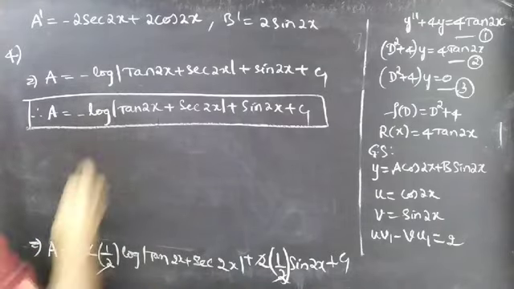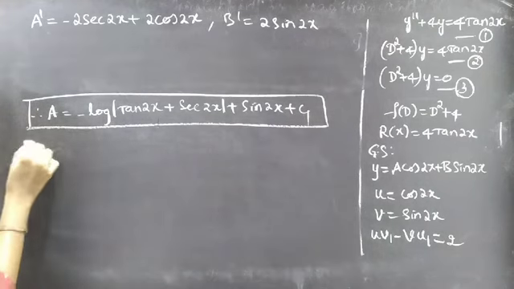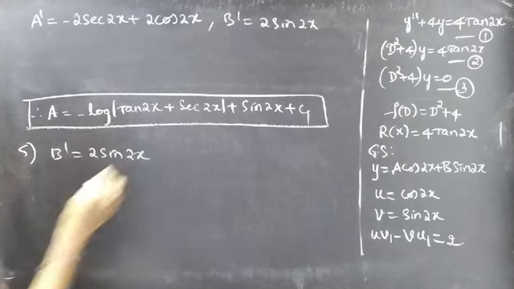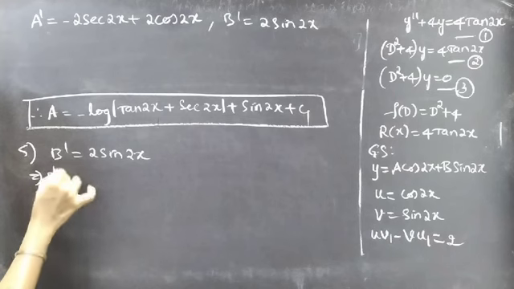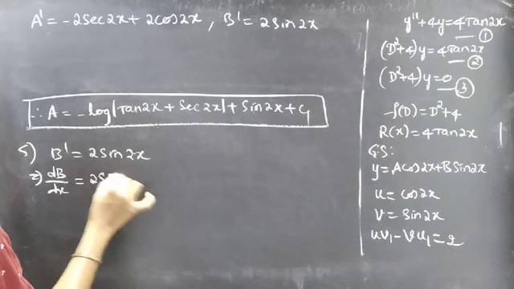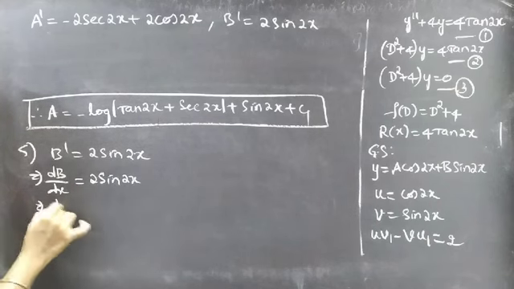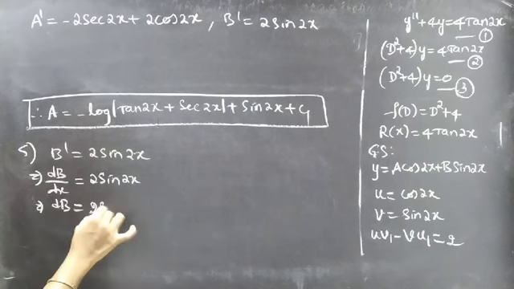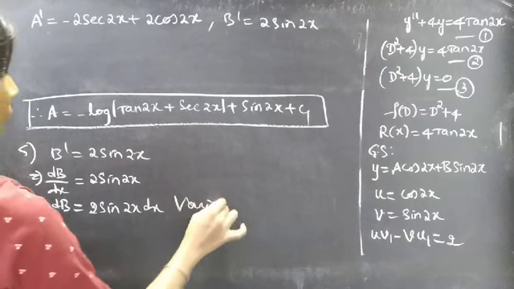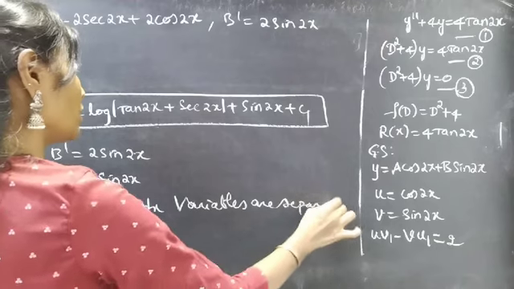b using b dash. We have b dash equals 2 sine 2x, right? b dash is nothing but the derivative of b with respect to x, since b is a function of x, equals 2 sine 2x. Now we need to separate the variables, so we'll take the differential dx to the RHS. Then we'll get differential db equals 2 sine 2x into dx. Here the variables are separable, so we can perform integration.